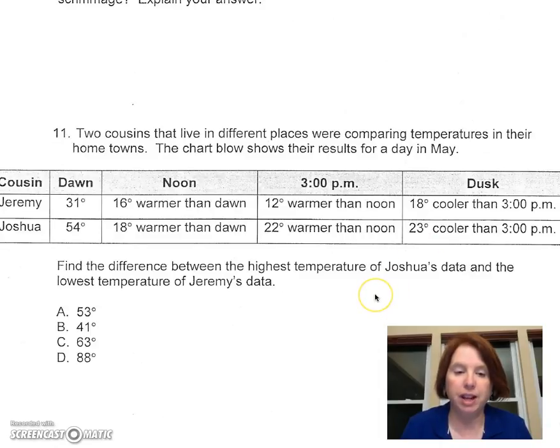The question states, find the difference between the highest temperature of Joshua's data and the lowest temperature of Jeremy's data. Our answer choices are A, 53 degrees, B, 41 degrees, C, 63 degrees, or D, 88 degrees.